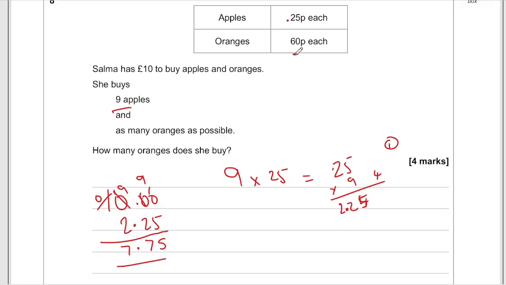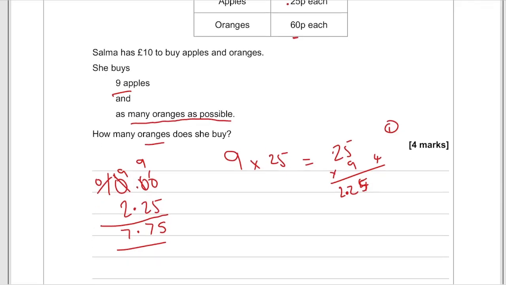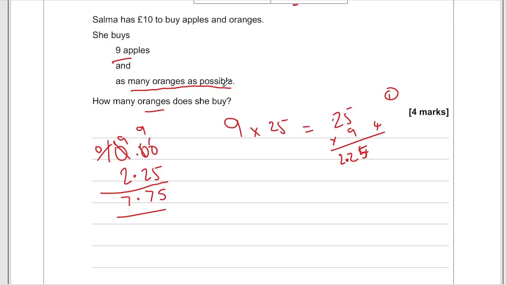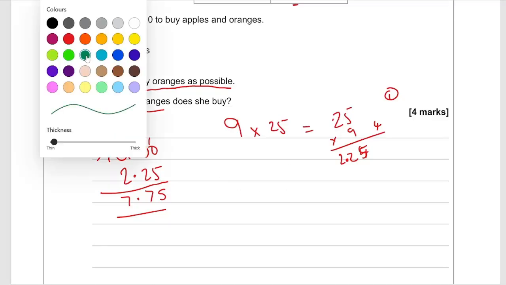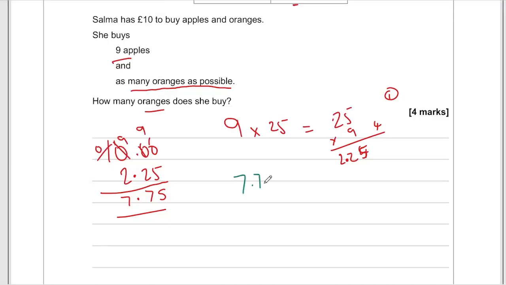Now I know that oranges cost 60p each, and it says she wants to buy as many oranges as possible. How many oranges does she buy? Again, you could do it 2 different ways, so just show it in 2 different colours. So you could do £7.75 divide by 60.